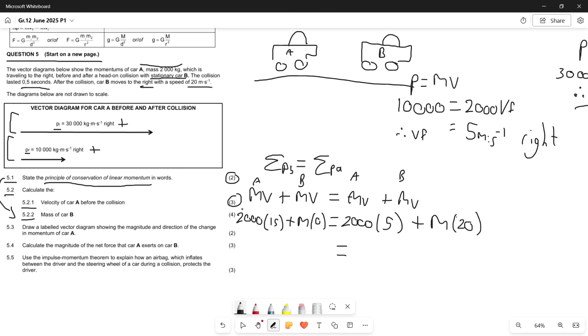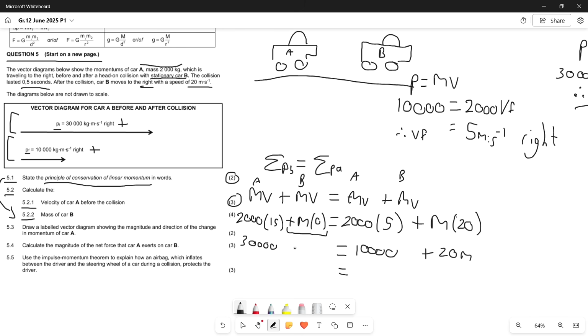So at this stage, we have plugged in everything that we need to in order to solve for m here, as this m over here multiplied by 0 will just be 0 and disappear. So we can go ahead and simplify this. 2000 multiplied by 15 is 30,000 over there. This disappears. 2000 multiplied by 5 is 10,000 over there. And then m multiplied by 20 is just 20m.